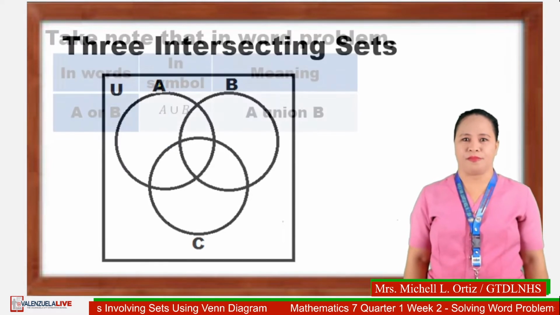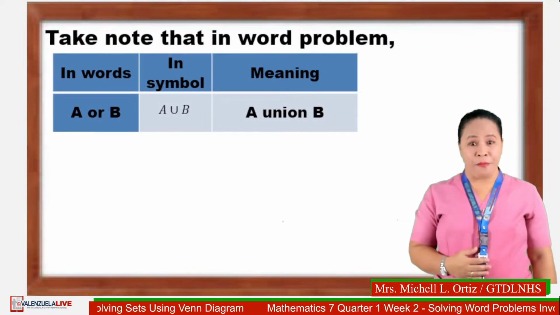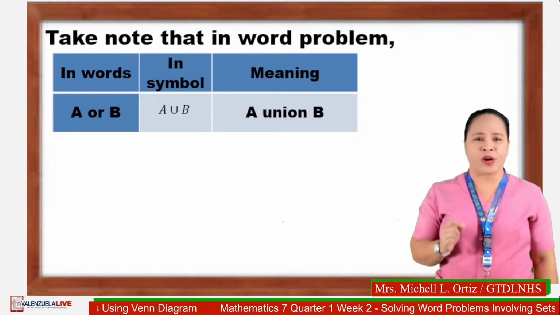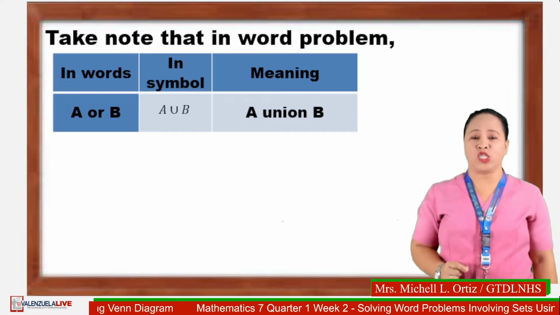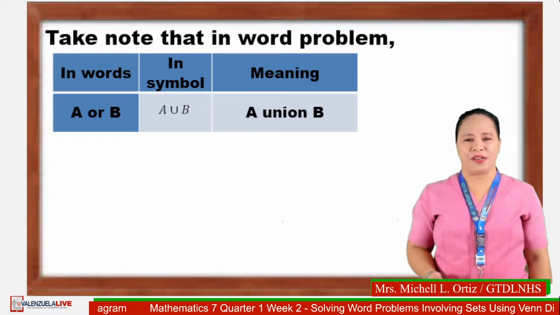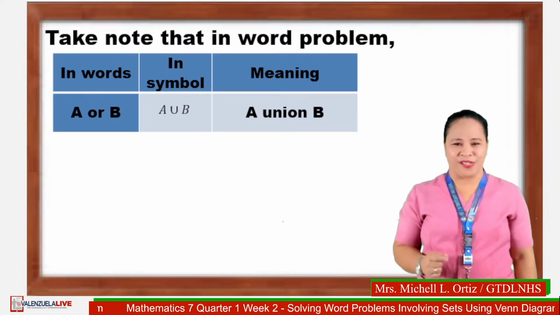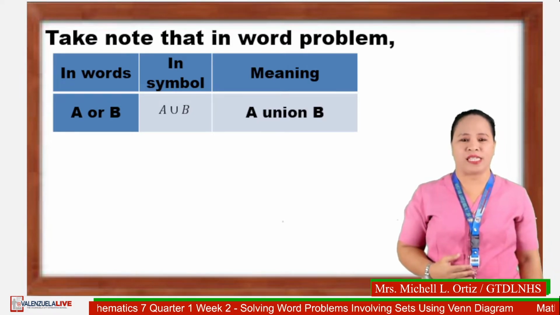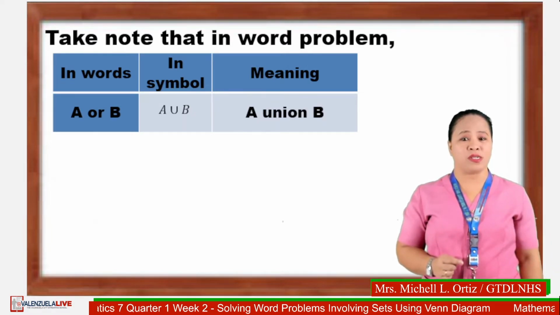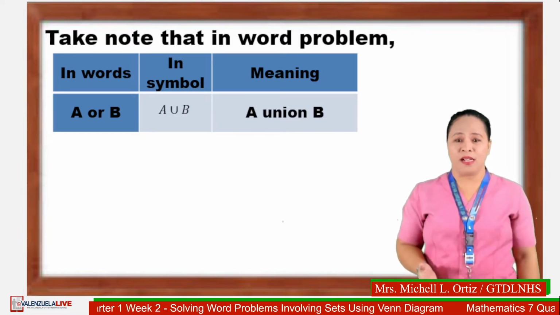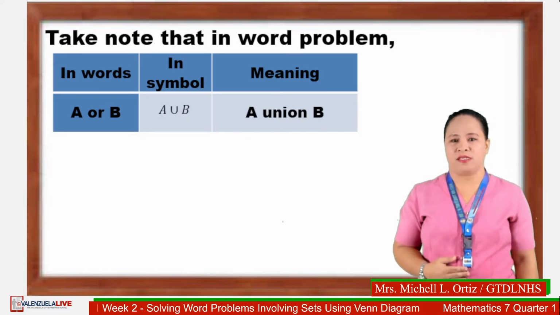in a rectangle. Remember that in word problem, we only write the cardinality of the set in each region and not the elements. What is a cardinality of a set? Very good. That refers to the number of elements in a given set. Bear in mind also the words that is associated with symbol in set operations.